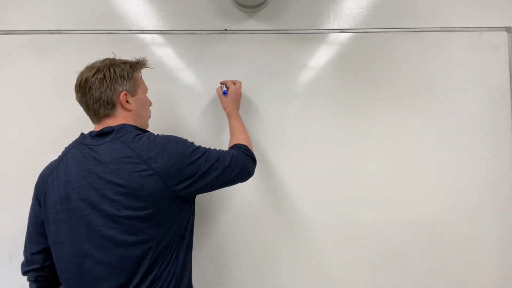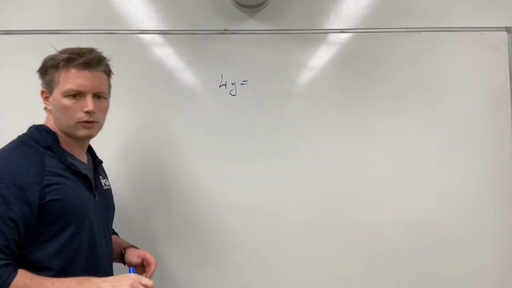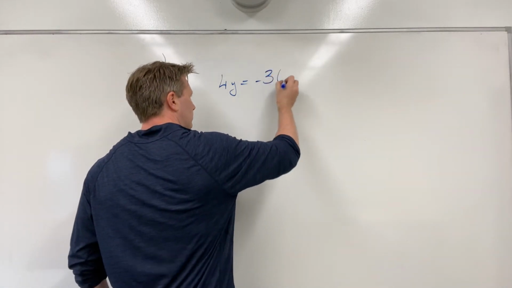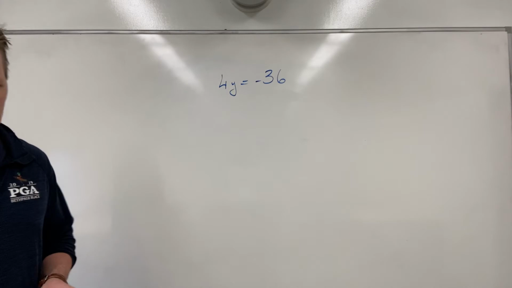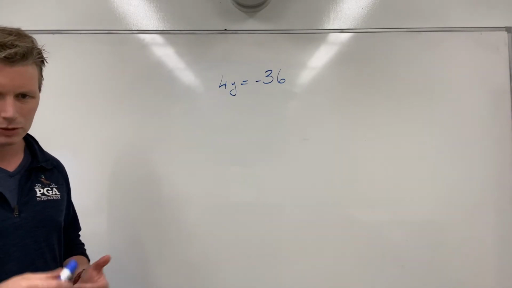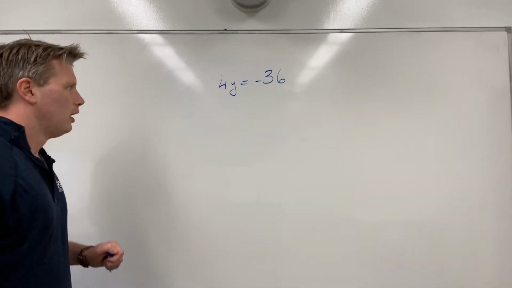Try this one. 4y equals minus 36. So try that one yourself. 4y equals minus 36. Very much like the one we just did. All right.